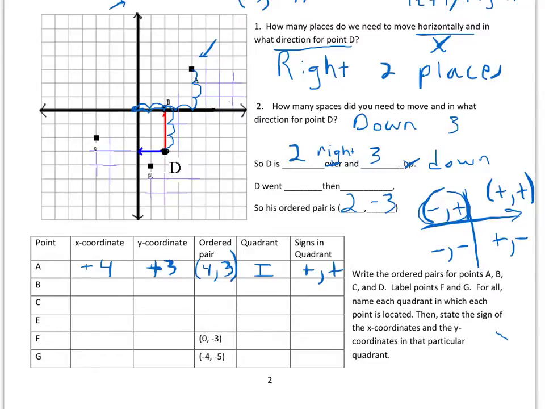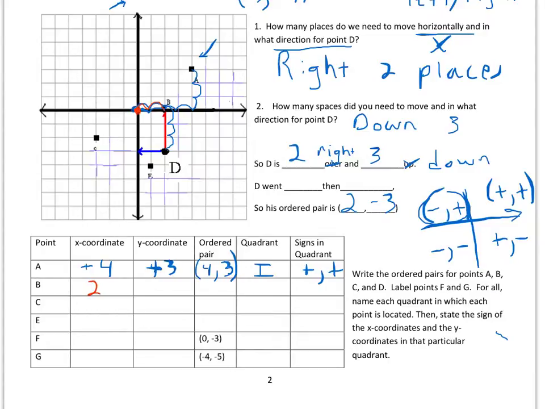Okay? All right, let's do another quick one. Let's do point B. So to get to B, again, start at the origin, and do this one in red. I always start off asking left or right. How many places right do I need to move? Well, I need to move 1, 2. I moved a positive 2, so I know it's positive.